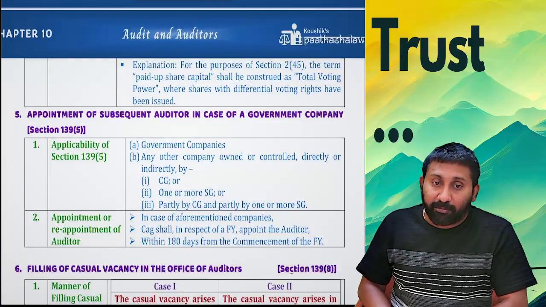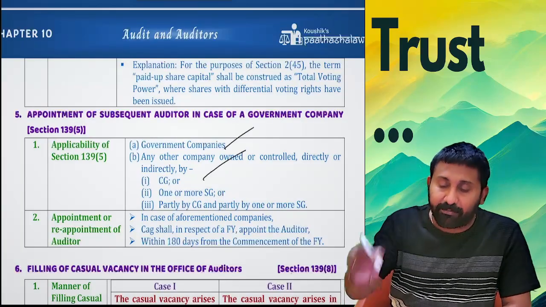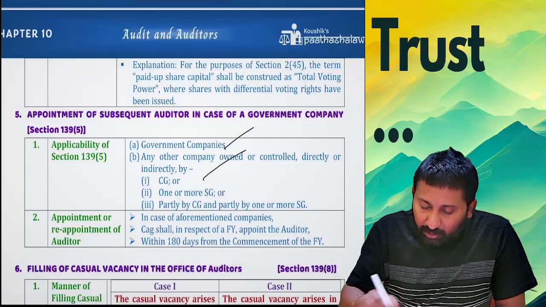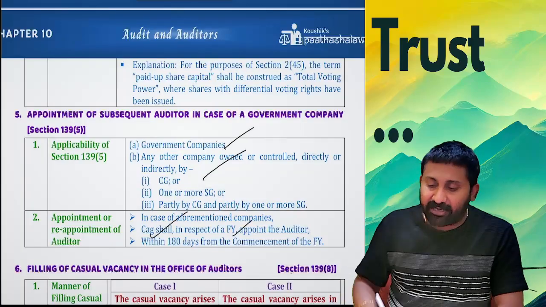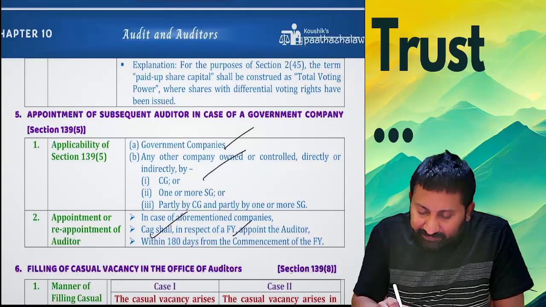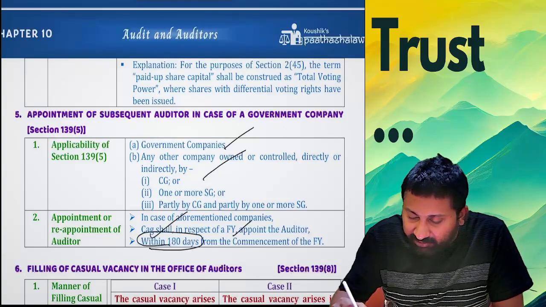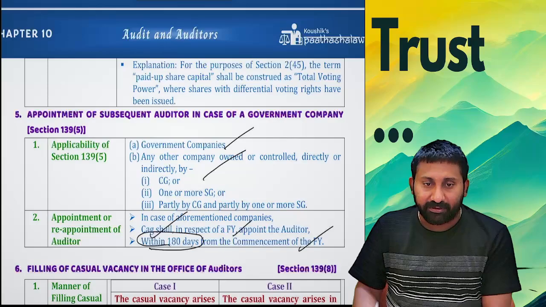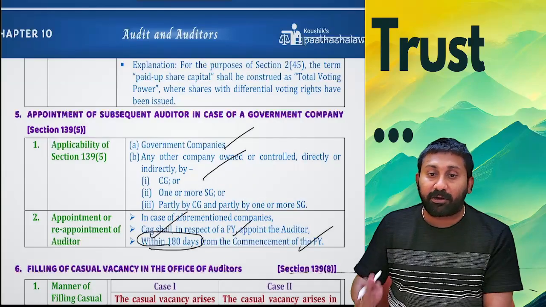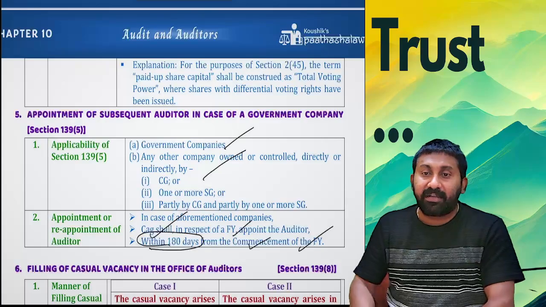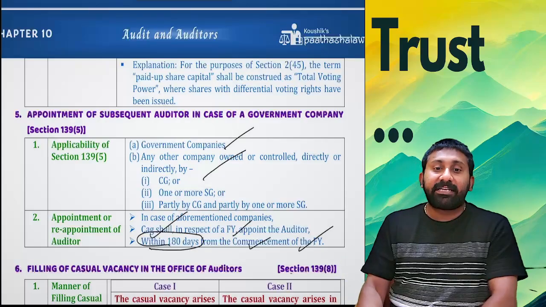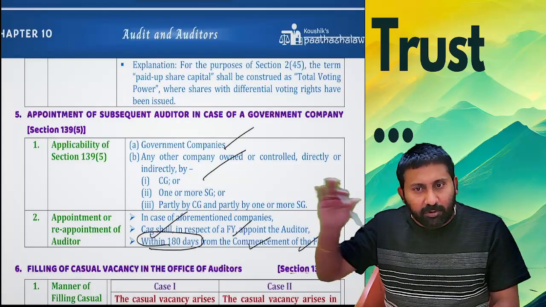Government shareholders won't appoint. Therefore, in case of a government company or government owned company, who will appoint? The CAG shall appoint, in respect of a financial year, an auditor within 180 days of commencement of the financial year. Commencement of financial year, 1st April it will be commenced, 180 days from that day. The C and AG will appoint the auditor. From this, what you have to understand?